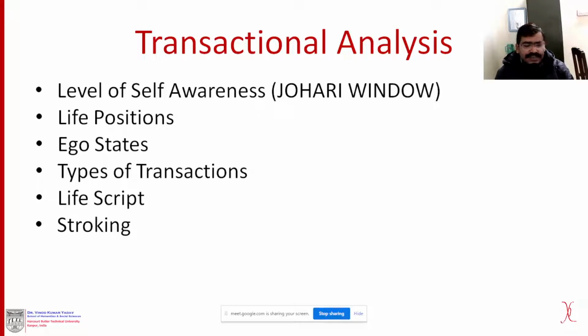Like just a few minutes back, I discussed that when you are interacting with someone in X manner, in a cool manner, but Y responds in an aggressive manner. So it is kind of provoking. So stroking is something which is kind of, I say, ignition in human transactional analysis.